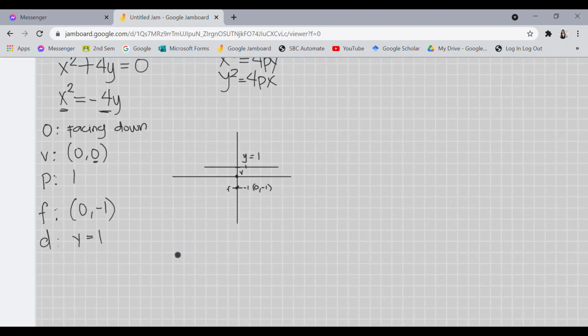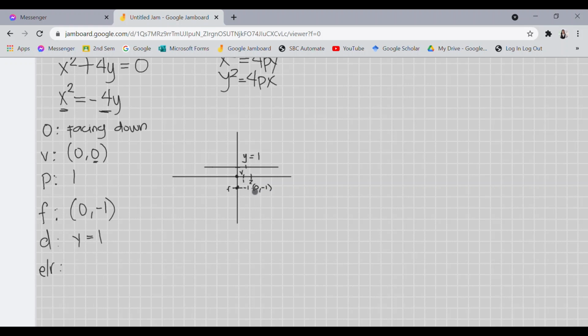And then, we now compute for the endpoints of the latus rectum. From the focus, (0, negative 1), you are going to move to the left side and the right side since the parabola is facing down. Since the length of the latus rectum is 4, halfway is 2, so we add and subtract 2. From (0, negative 1), we'll be moving 2 units to the right side.